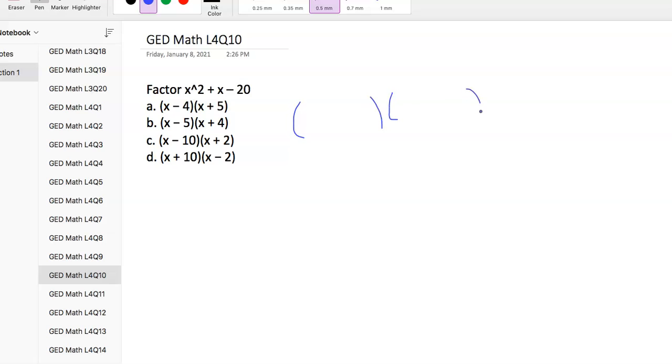Okay, so you really do need to be familiar with this. We've got x in each of these, and then what we need is two numbers that multiply to negative 20 but add up to positive 1. So the two numbers are going to be very similar, but one is one greater than the other. And if we do that, it would be something like x plus 5 and x minus 4. And if we multiply those out, we end up with x squared plus x minus 20, which means that answer choice B is the one that we want.